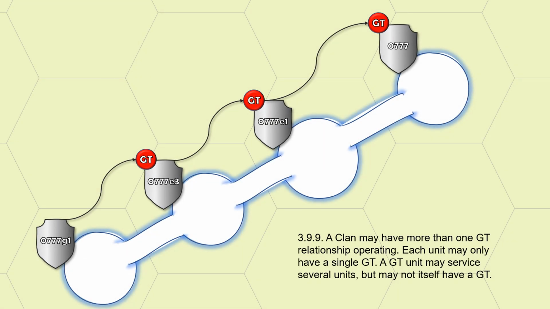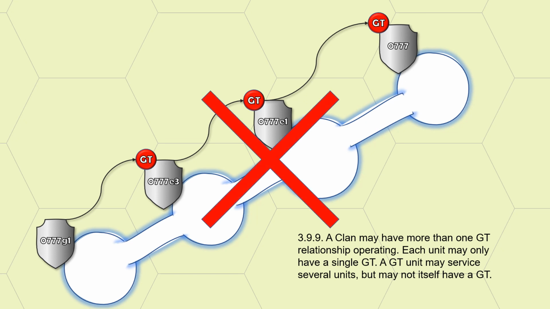What you can't do though is daisy chain them. So a clan may have more than one goods tribe relationship operating. Each unit may only have a single goods tribe. A goods tribe unit may service several units, but may not itself have a goods tribe. So you can't have a unit which is a goods tribe also accessing the inventory of something else which is a goods tribe. So you can't, in effect, daisy chain units across your map using sequential goods tribe relationships. That's something you can't do.